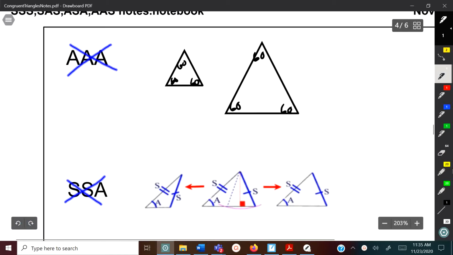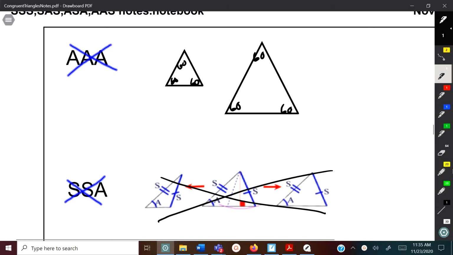Alright? And this shape right here is pretty confusing. Don't even worry about that. But just understand that if your angle's not in between the two sides, and you have side-side-angle, that does not prove it congruent.